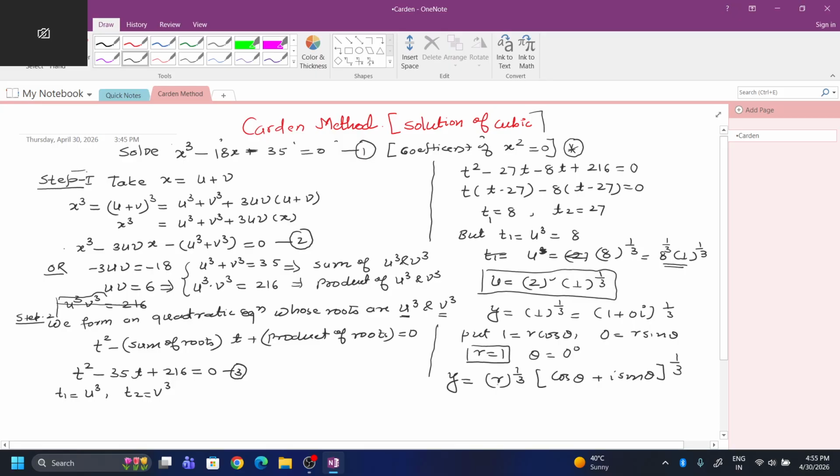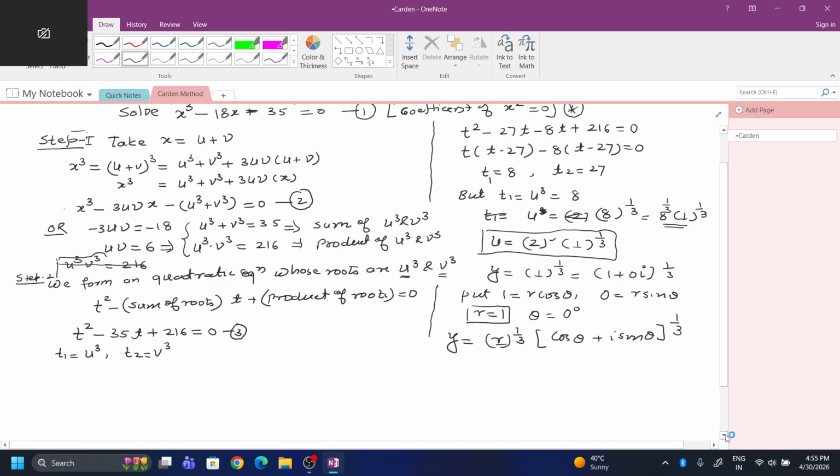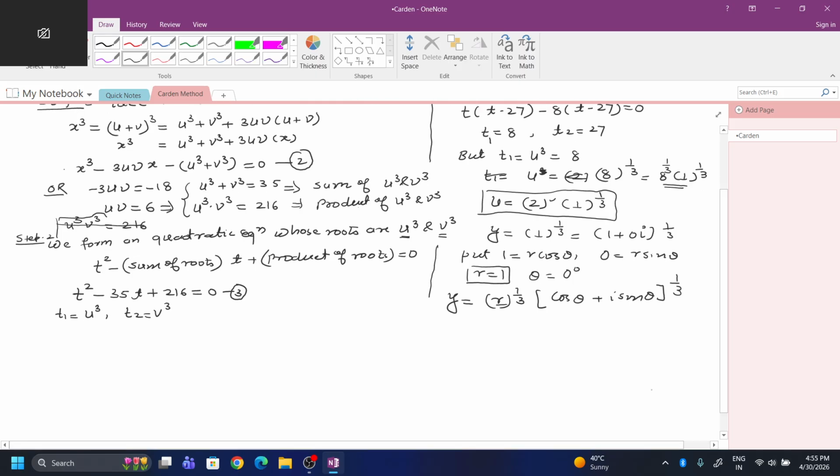Because r is 1, therefore y can be written as (cos theta plus i sin theta) to the power 1 by 3. Is it clear? I think this line is very simple. There is no complication. You can substitute in this way.